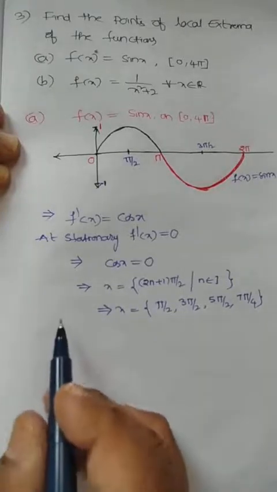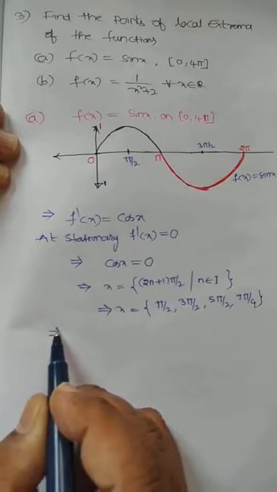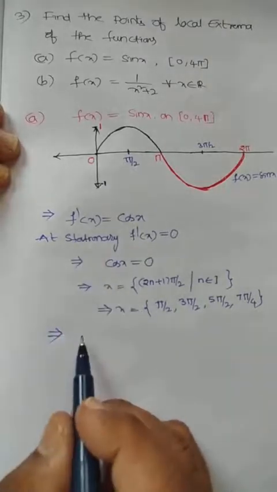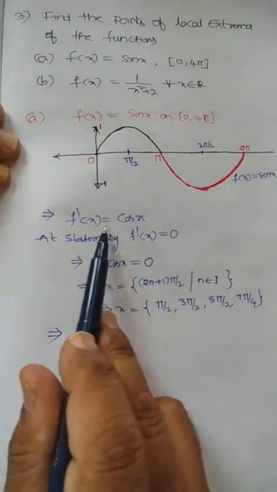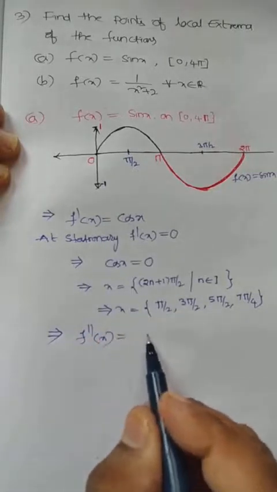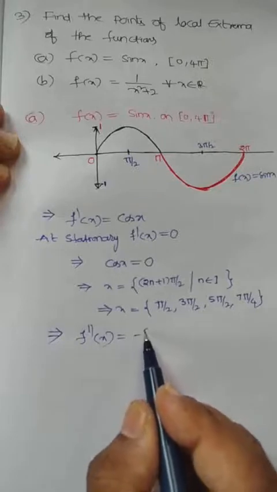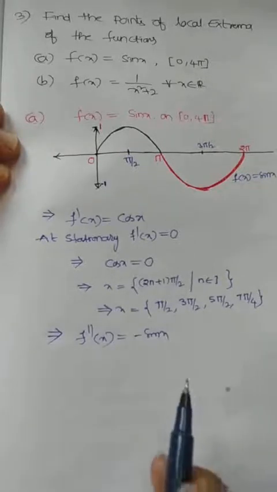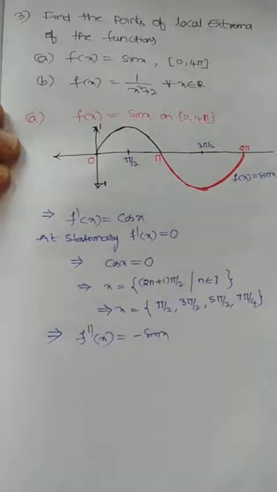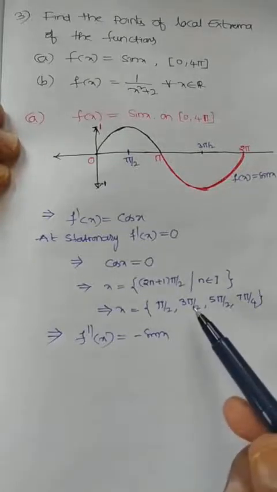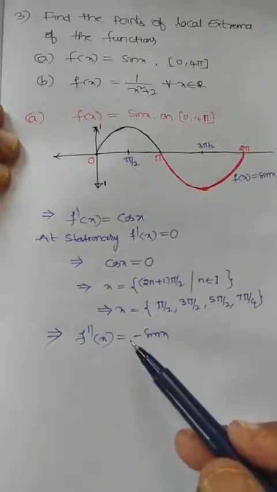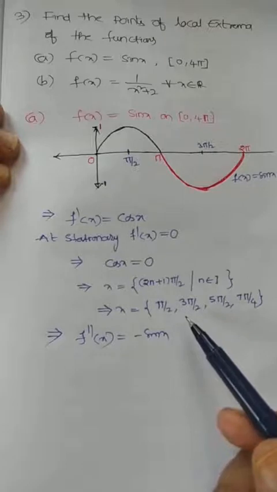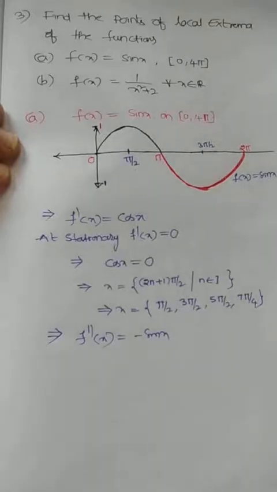Okay, so now let us find the second derivative of the given function. We have f dash of x, so f double dash of x means we have to differentiate cos x. What is the derivative of cos x? Minus sin x. So we have the second derivative of the given function, and we will check at the stationary values whether this second derivative is positive or negative.